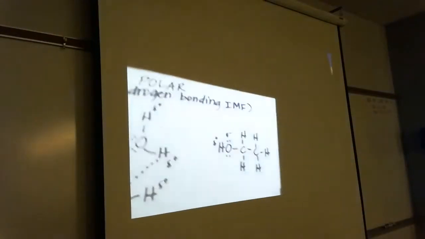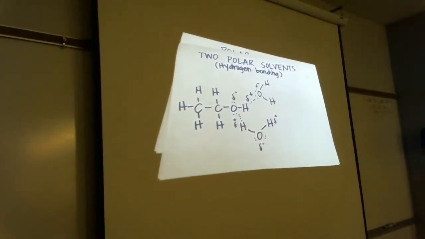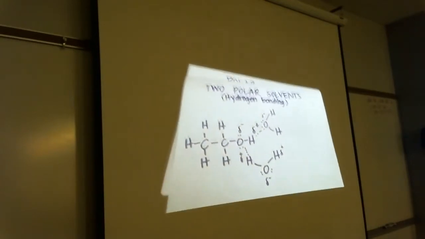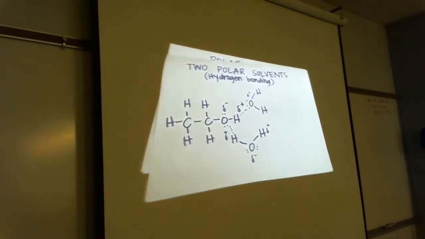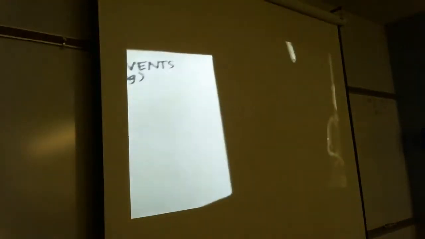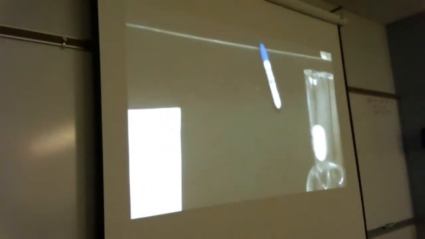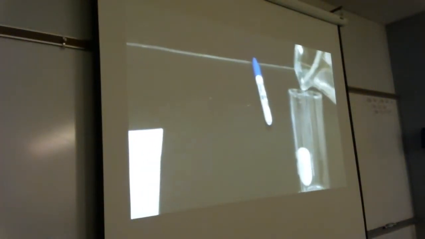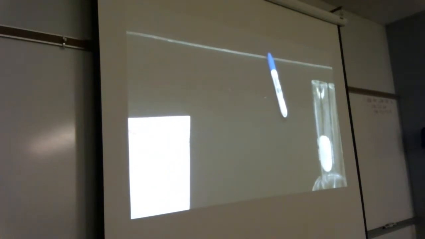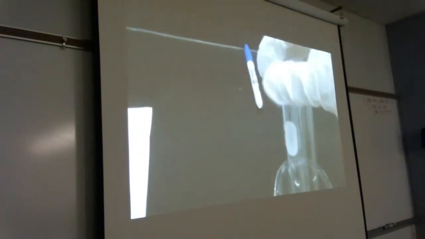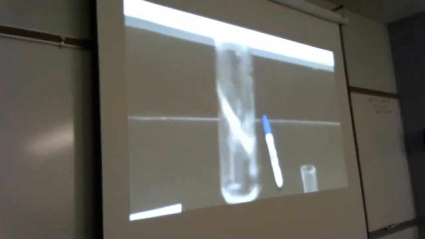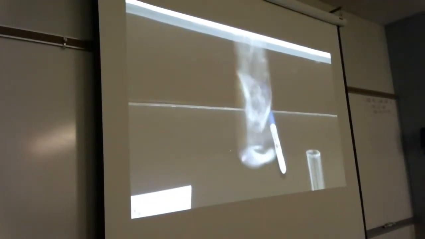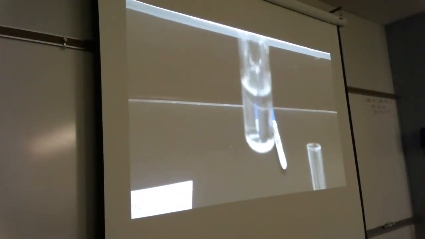However, when I add my polar solvent to another polar solvent, say I add ethanol to water, then we do not see the formation of layers. When I do ethanol in water, there's my water that I'm pouring in. Ethanol is already in the test tube. There are no layers that form. They are completely miscible in each other.